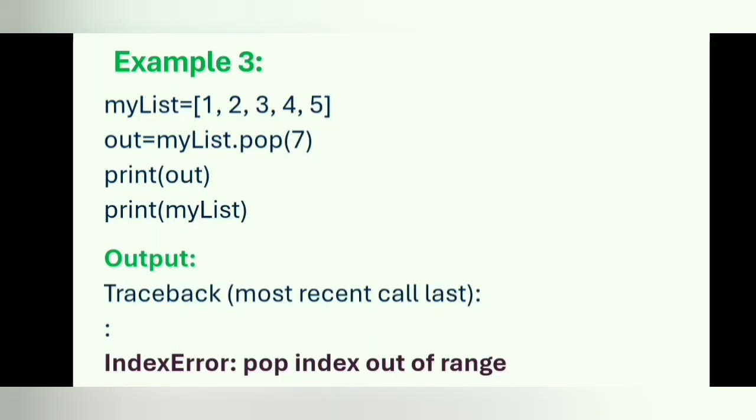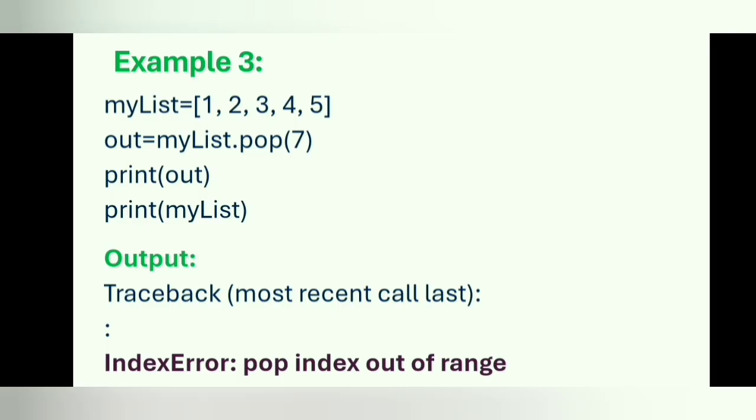Example 3. In this example, the first thing I did was create a new list with the 5 elements 1, 2, 3, 4 and 5 and assign it to the variable myList. In the next statement, we call the pop method with the index 7 as an argument. The pop method in Python takes only one optional parameter. The pop method in Python removes the element at the given position and returns the element.